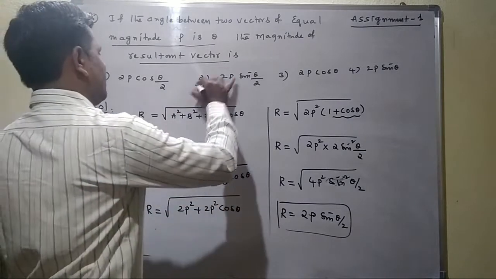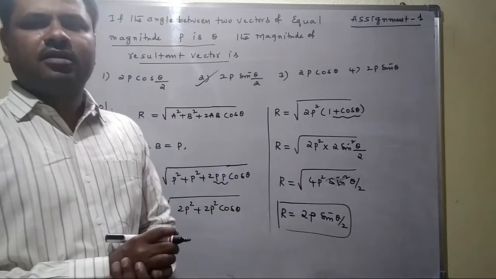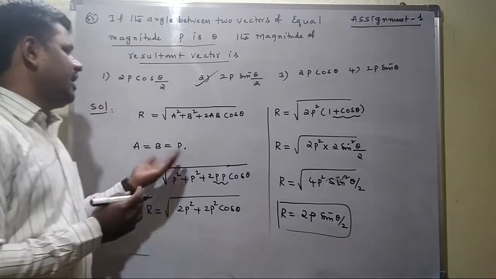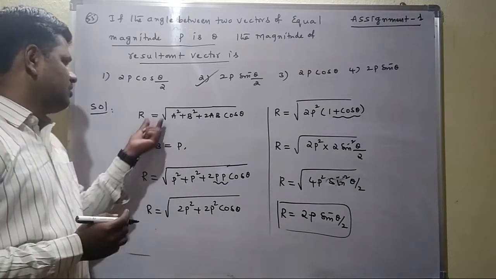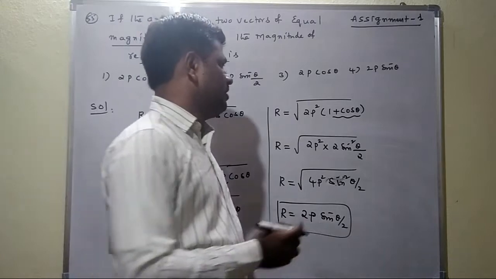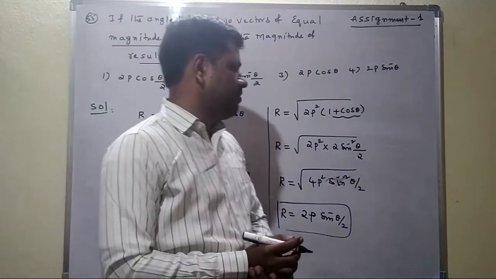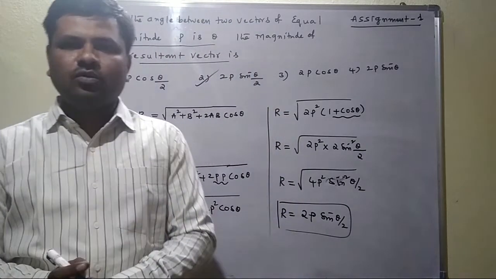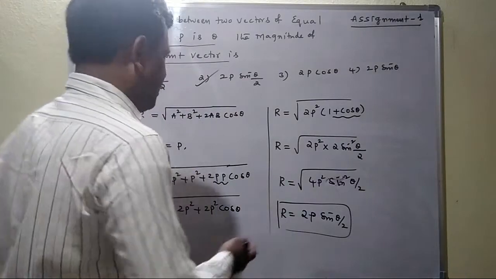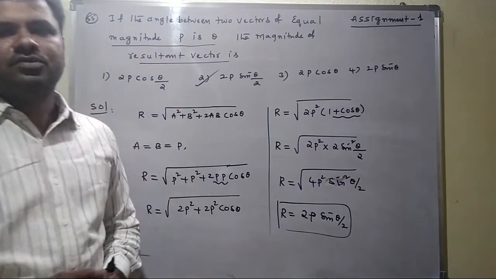So which option is correct here? The second option is correct. This question is based on the parallelogram law of vectors. For two vectors having the same magnitude and a given angle, we can directly substitute in the formula and get R equal to 2P sin theta by 2. Remember the formulas: 1 plus cos theta is 2 sin square theta by 2, and 1 minus cos theta is 2 cos square theta by 2. Knowing these, we can find the answer easily. That answer is 2P sin theta by 2. So the second option is correct.